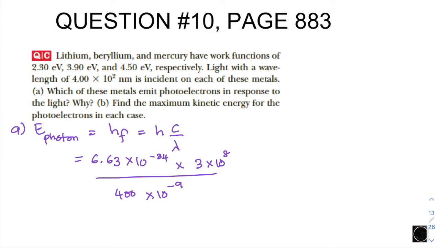Okay, but if you see here, if you are using this formula, your final unit will be in joules, right? But our given work function is in eV. Therefore, we need to convert. So multiply by the conversion factor: 1 eV per 1.6 times 10 to the power of negative 19 joule. So finally, we get the answer, 3.11 eV, electron volts.